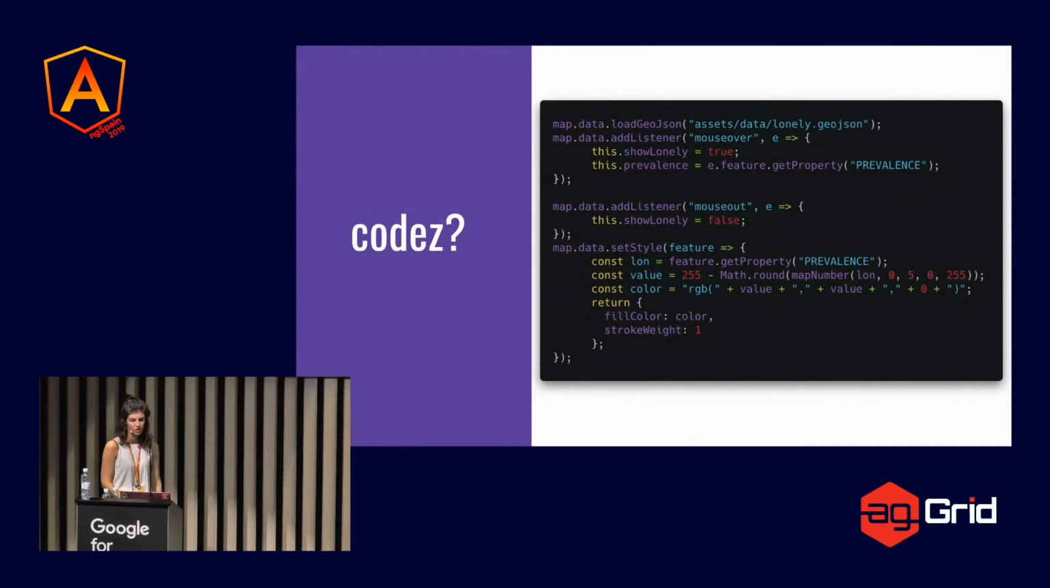So again, let's see the code. It's as simple as that. You just load GeoJSON, and you have the link to your GeoJSON. It's just a one-liner. And then you can add some controls to it. You can add a listener to your data, because the data library contains listeners for mouse over and mouse out. And you can also set styles to your data. For example, I'm setting the fill color and the stroke weight.